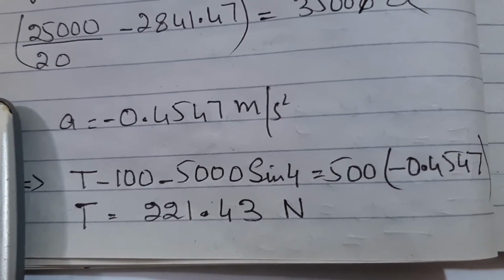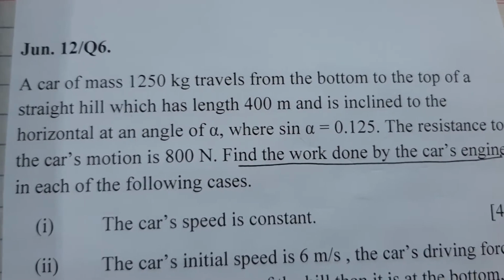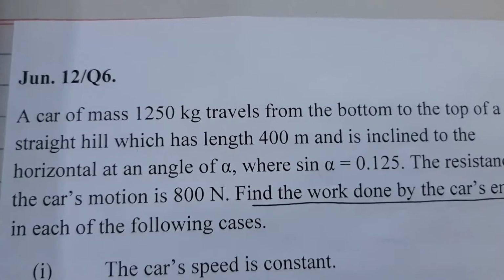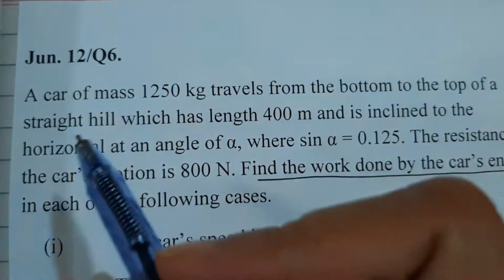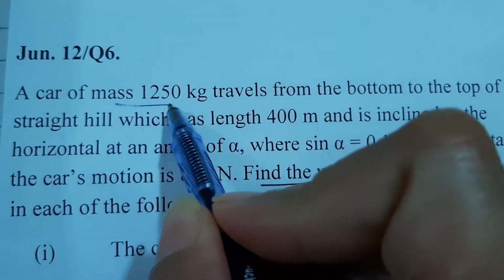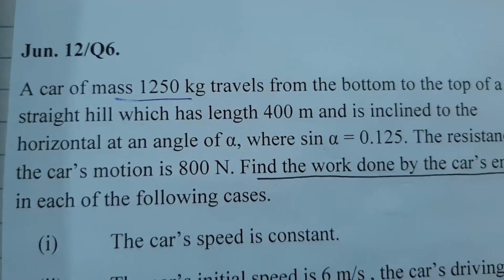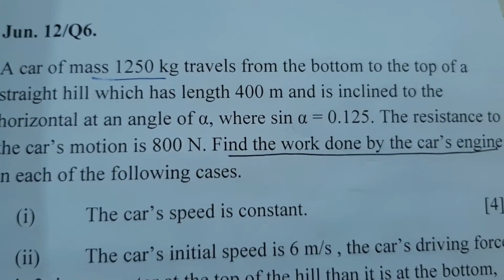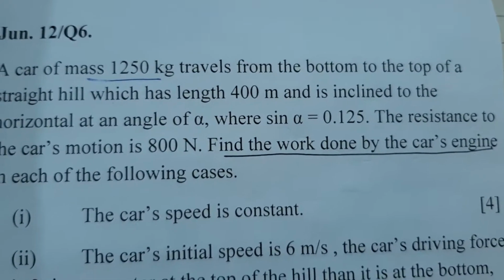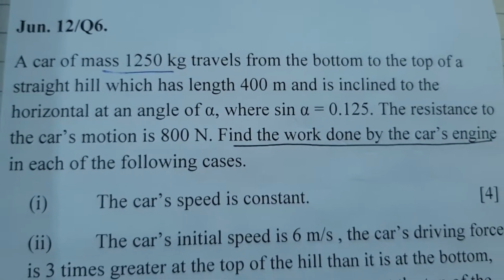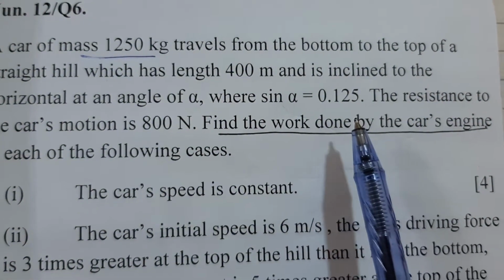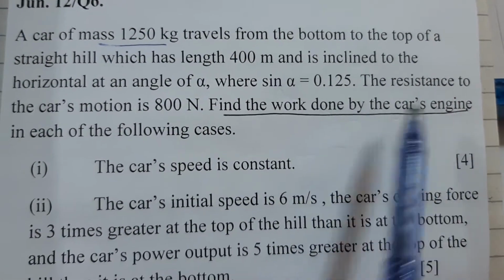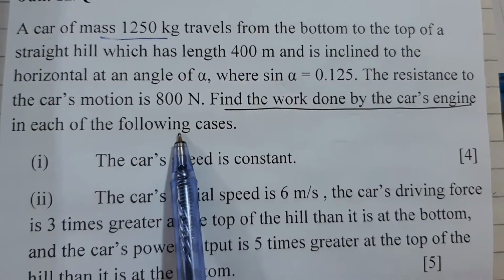Sometimes the students get stuck on it. This is a question from June 12th, question number 6. It is talking about the mass of a car, which is 1250, traveling from the bottom to the top of a hill. The length is 400 meters. Sine alpha is 0.125 and the resistance to car motion is 800.